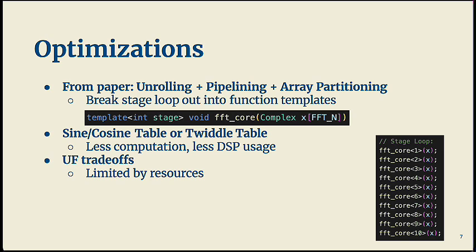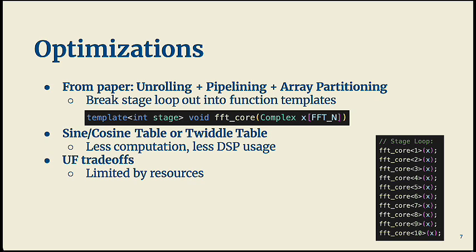Because the unrolling factor used in the pragma must be known at compile time, having it depend on the stage iteration became an issue since the stage iteration varies with every loop. Our solution to this was to break the stage level loop out into function templates and then to call each stage level iteration individually as shown.